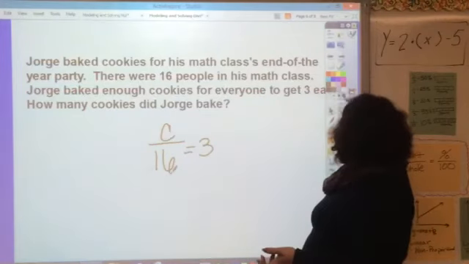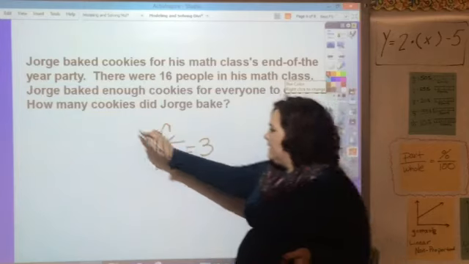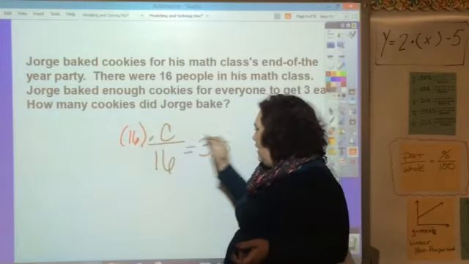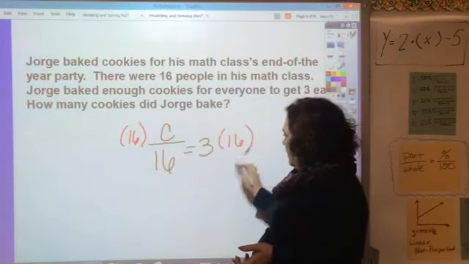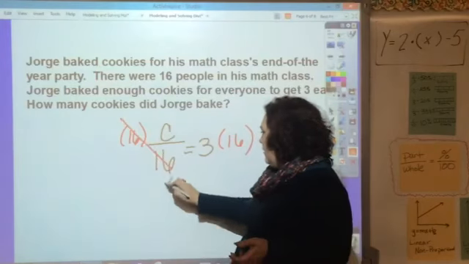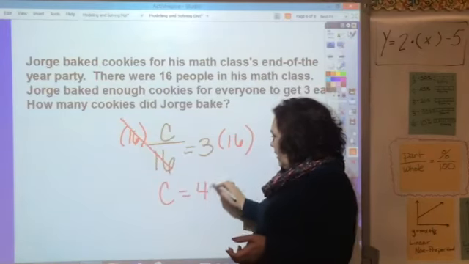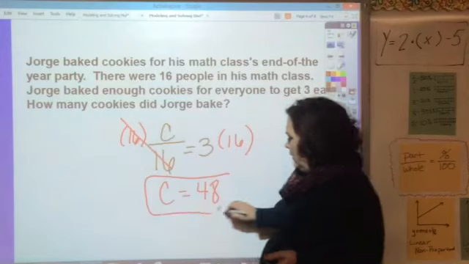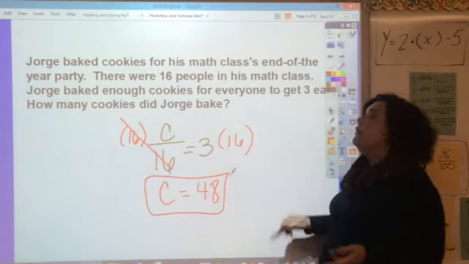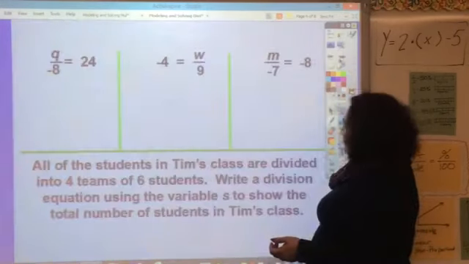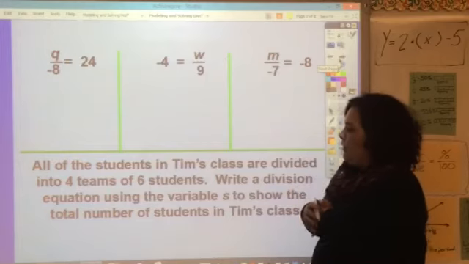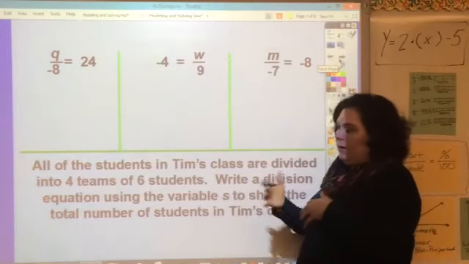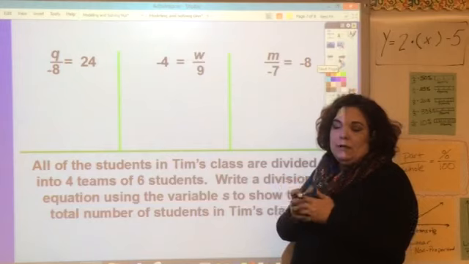To solve this, I'm going to multiply by 16 and multiply by 16. And so these cancel each other out, and C equals 48. So 48 cookies, 4 dozen. And here are the problems that are going to go in the Google form and a word problem, and solve these, and then you can work on the classwork.